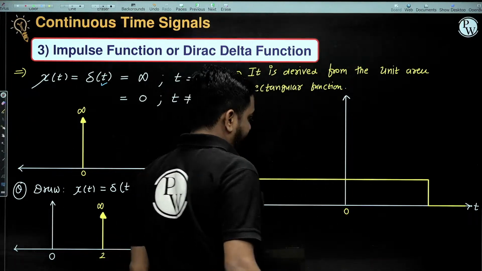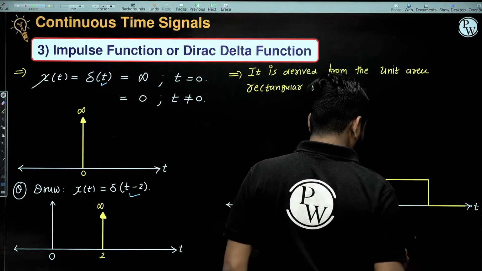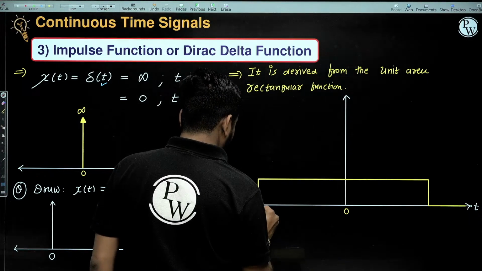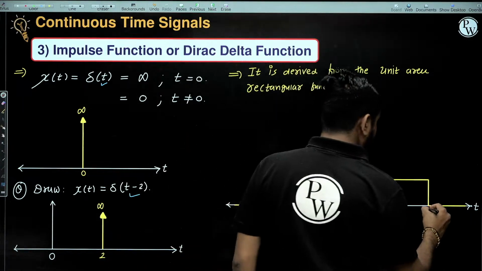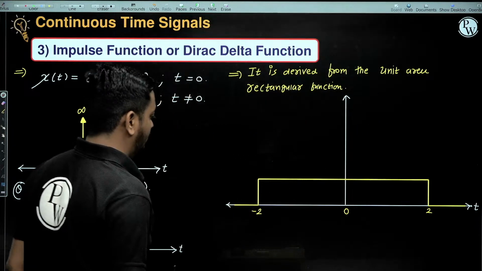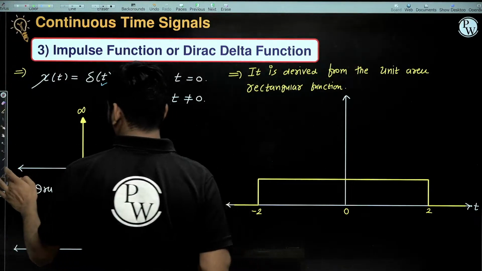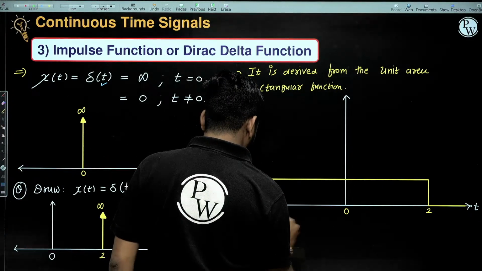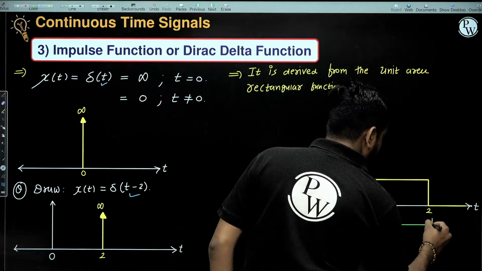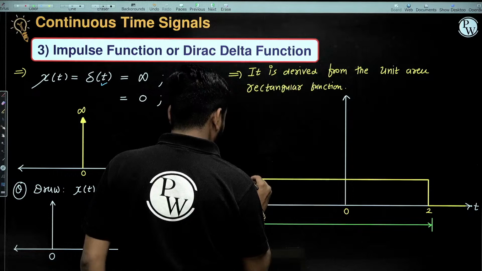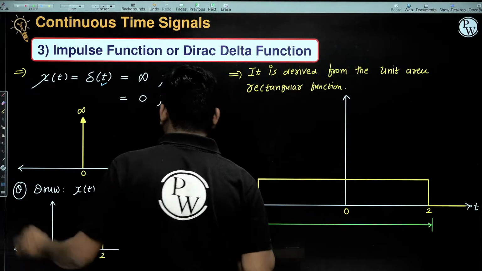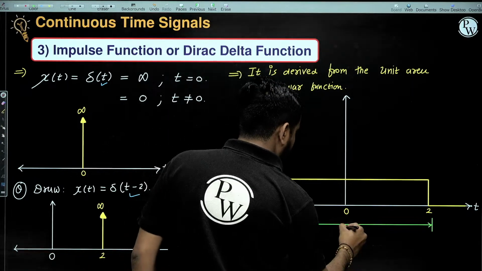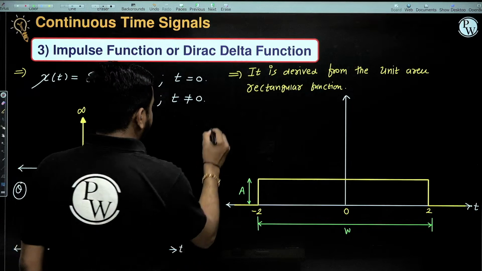Let us consider this is 0, and here I am writing minus 2 and 2. Here the area is 1. Let us consider this as the width of the rectangular function, with height or amplitude A, and the width W. So what about the area? I am talking about the area.